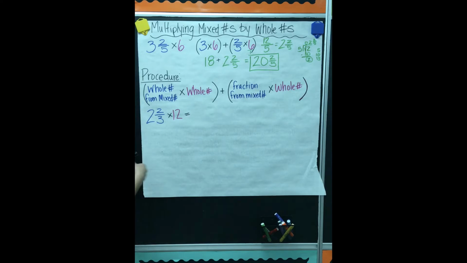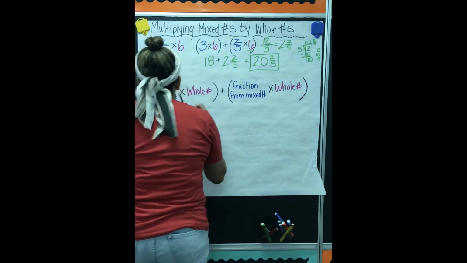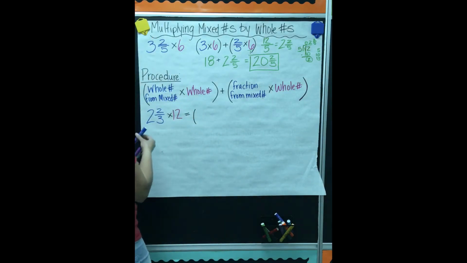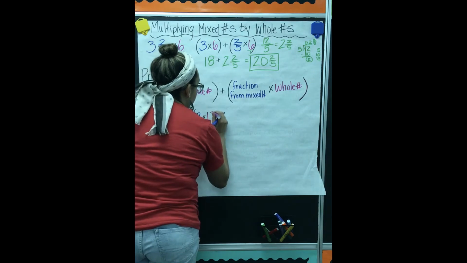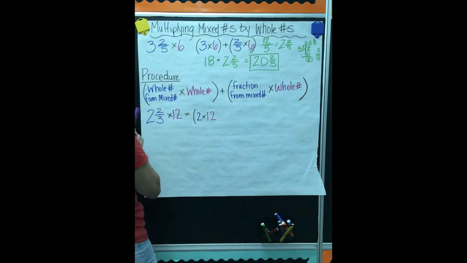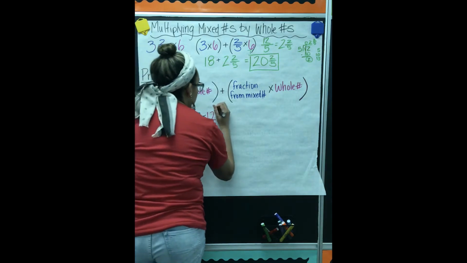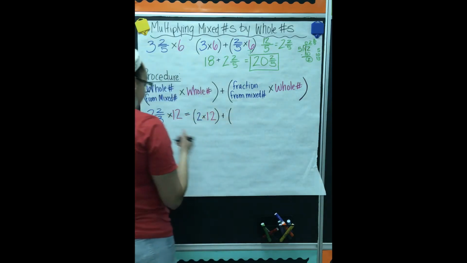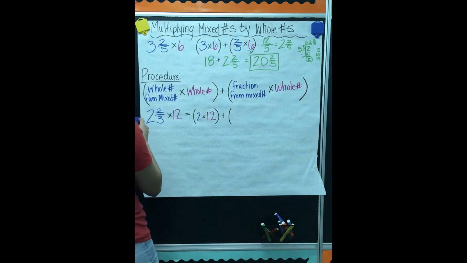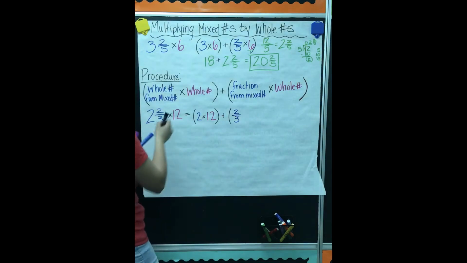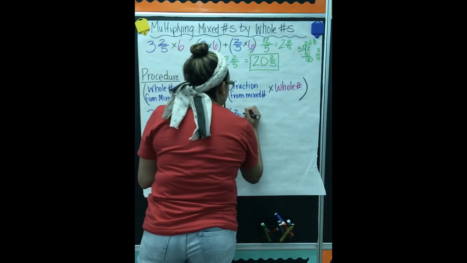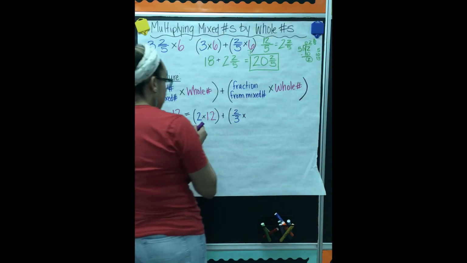I guess we'll see. So we are going to do the procedure. We're going to take the whole number from the mixed number, which is 2, times the whole number, which is 12, and we're going to add the fraction from the mixed number, which is 2/3, multiplied by the whole number, which is still 12, and solve this.